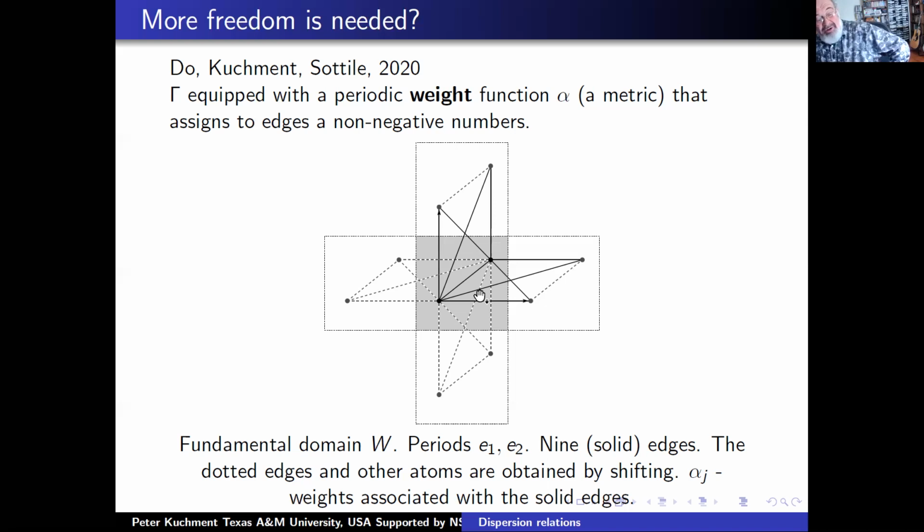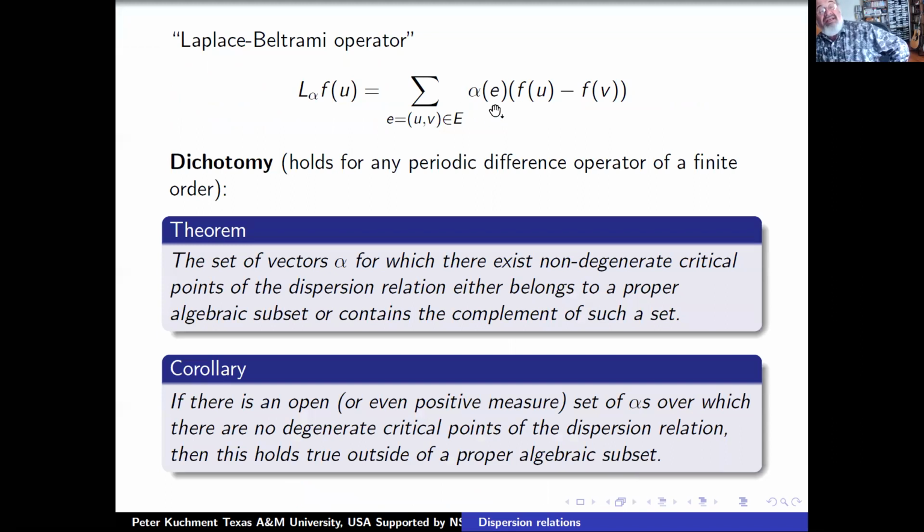Now, how do we attach parameters to them? Since potential is defined at vertices, it will have just two values. Instead of potentials, I will consider this kind of Laplace-Beltrami operator. I give each edge a weight, and there will be 9 weights. Each edge e is assigned a non-negative weight alpha_e. And this is our operator.